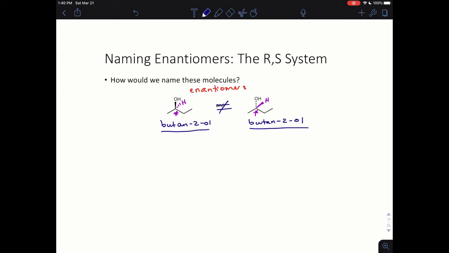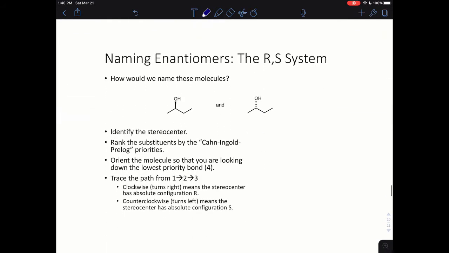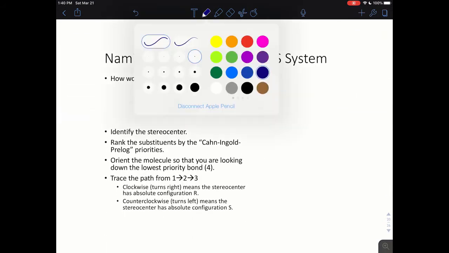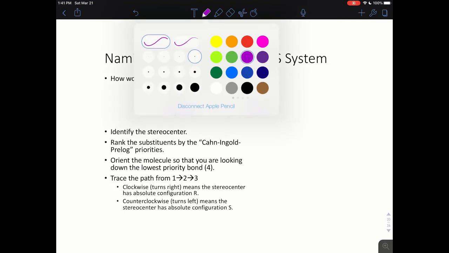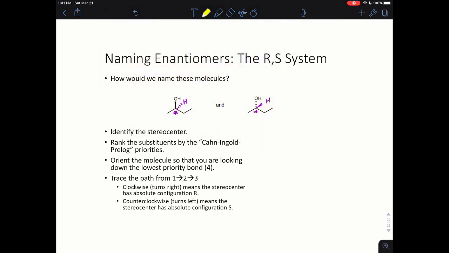So we must distinguish between them, and we do that with the RS system. One of these enantiomers will be the R, and the other will be the S. So first things first, we're going to identify the stereocenter, the carbon that has 4 different groups. So that is this carbon. And I'll go ahead and put that implied hydrogen on there just in case. Now, on that stereogenic center, we want to look at the atoms bonded to it. So we're looking out one atom in every direction from the stereocenter. So I'm starting with this enantiomer.